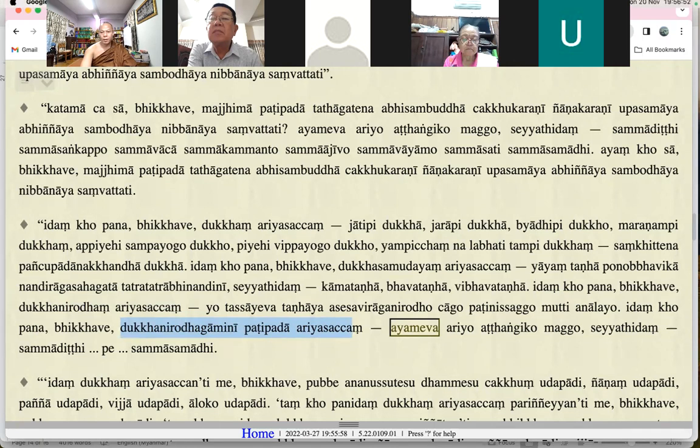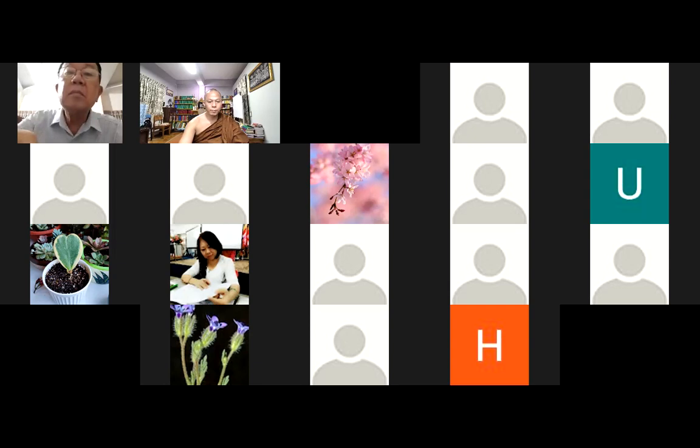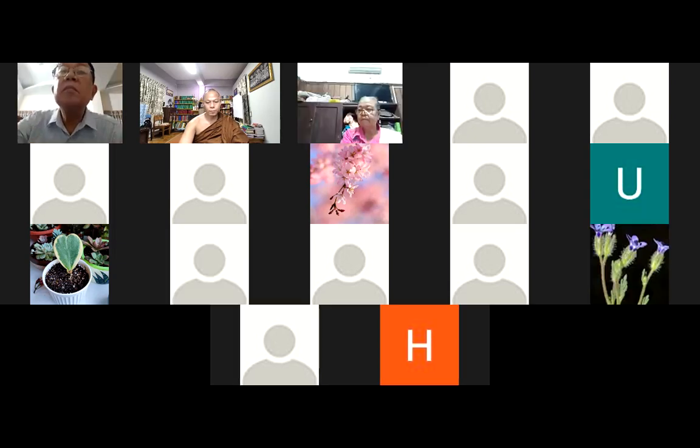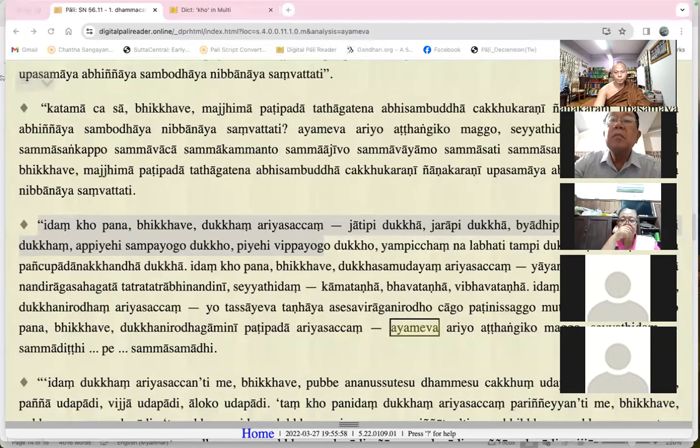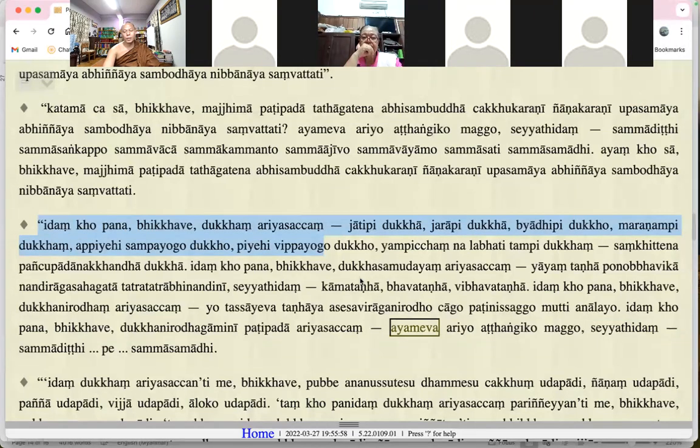Ayameva ariyo aṭṭhaṅgiko maggo, this Eightfold Noble Path, is the way to cease such suffering. So in this way they are related. That is why, maybe at the very beginning when we see it, so in this way we can understand the link between the first line and the second line, the first paragraph and the second paragraph.